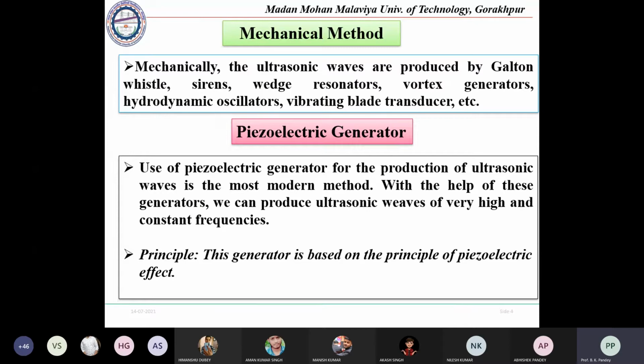Mechanically, ultrasonic waves are produced by the Galton whistle, siren, bridge resonator, vortex generators, hydrodynamic oscillators, vibrating blade transducer, etc. So these are the instruments by which we can mechanically produce them. Just the Galton vessel is a very special type of vessel: when you act on that vessel, waves of the ultrasonic range will be produced. Some sirens are also there.